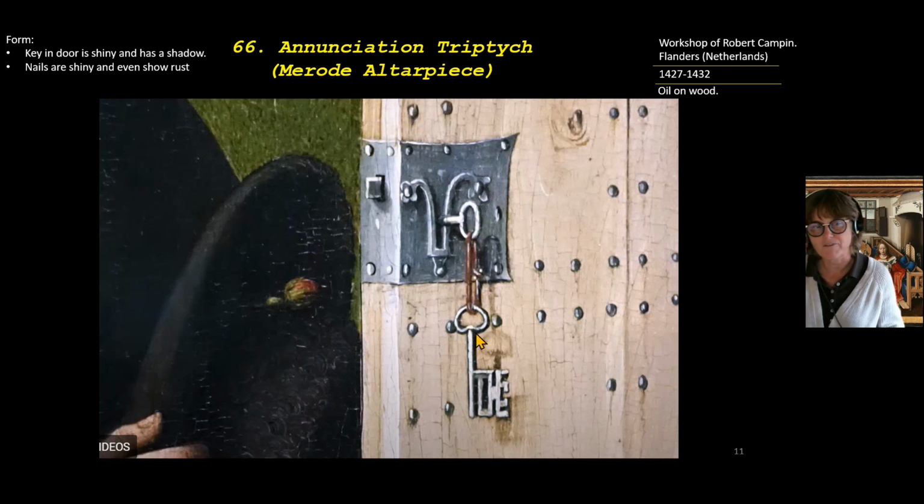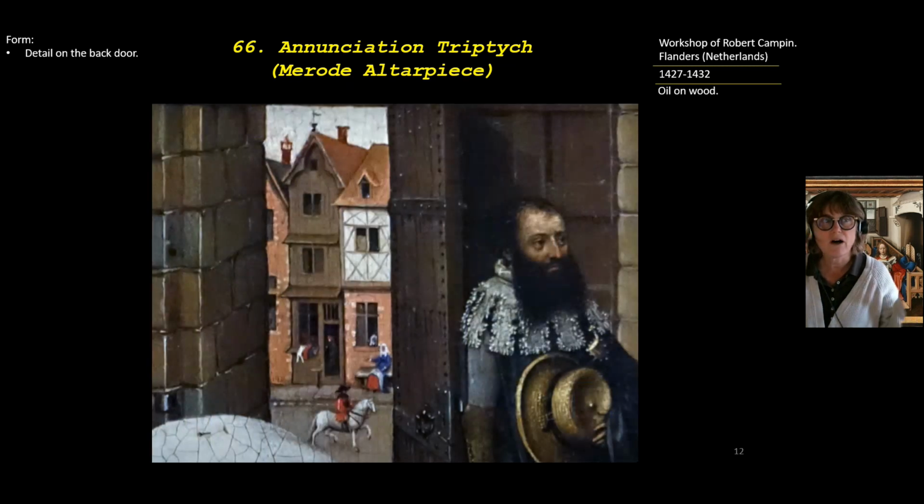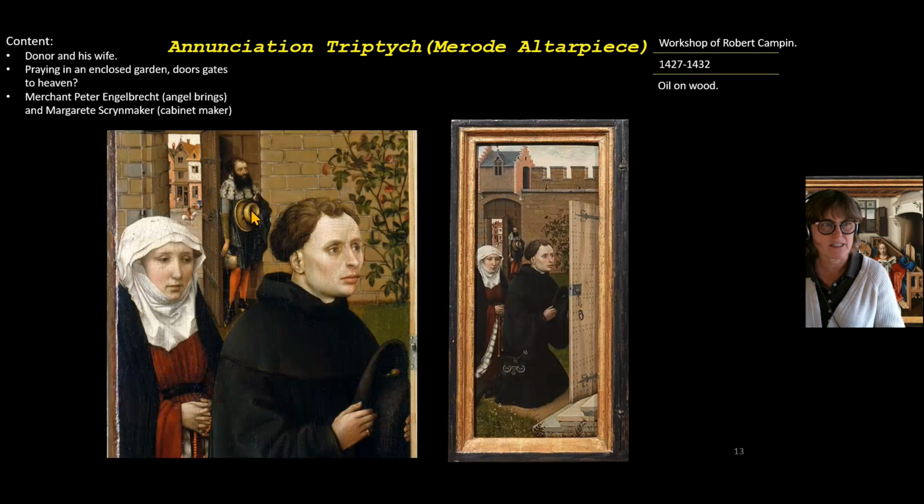Like here, this is from the left panel. This is a key on the door. You can see the shadow of the key. You can also see the shininess of the nail heads, and you can see the rust coming off the nail heads. So this is incredible attention to detail, shadow, light. Even look at this back door. This is a very small detail on this piece, like just a few inches high, yet we see all of these nail heads on this door, and even the joints here of these blocks, the cement blocks.